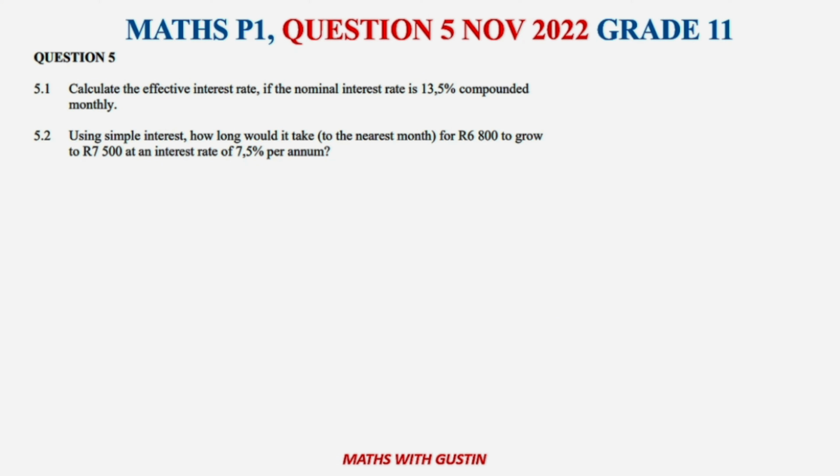All right, okay. So now let's have a look at this one. It was a financial maths question, or what they normally call financial growth. So let's have a look at 5.1. 5.1 said calculate the effective interest if the nominal interest is given by 13.5% compounded monthly. And then the formula, if we have a look at our formula sheet there.